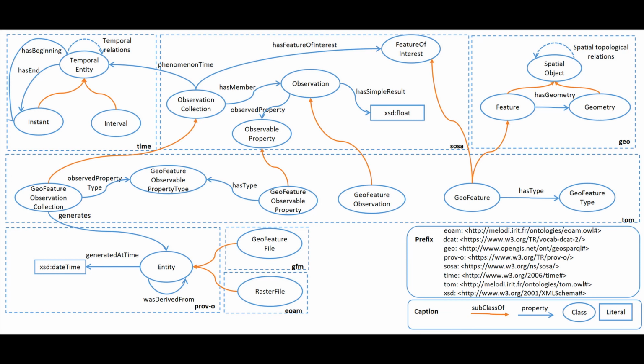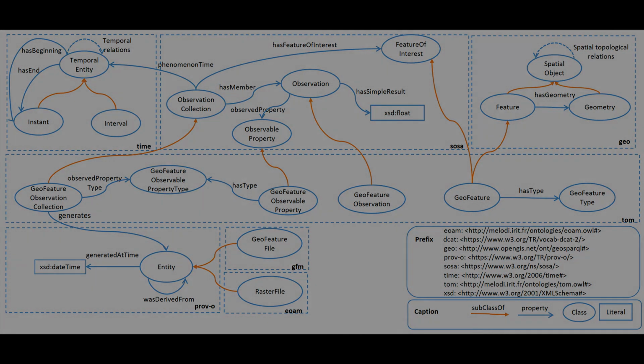A GeoFeatureObservationCollection represents the evaluation of all the property indicators on a given territorial unit, represented with the TOM GeoFeature class, whereas a GeoFeatureObservation describes the evaluation of a single indicator. The evaluation is represented using the TOM GeoFeatureObservation class. It produces, as SOSA hasSimpleResult, the percent value of each indicator, TOM GeoFeatureObservableProperty, on a given territory, TOM GeoFeature.